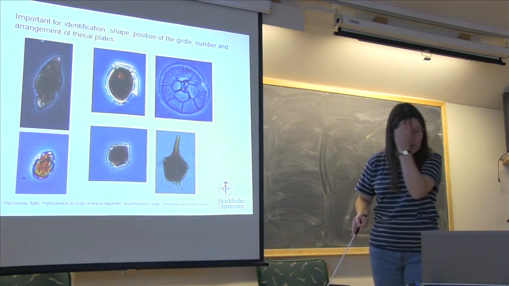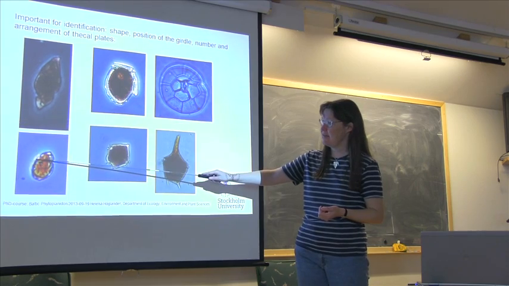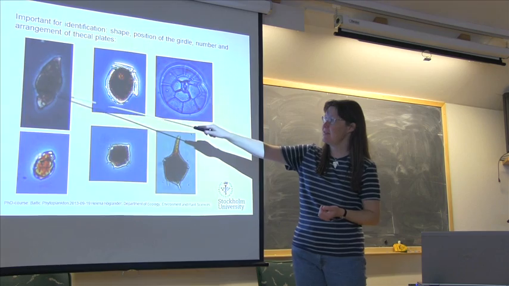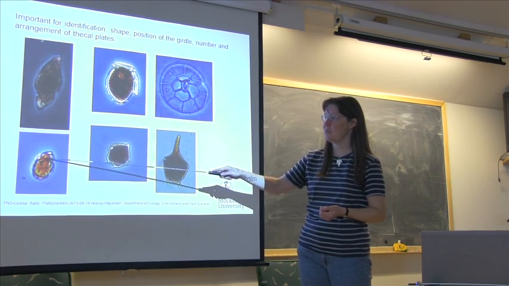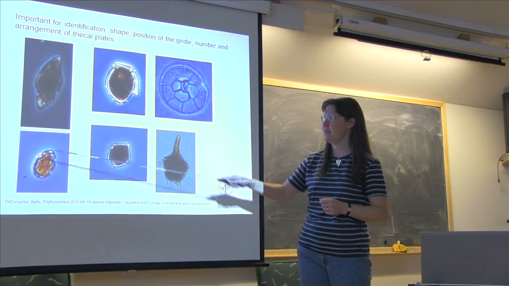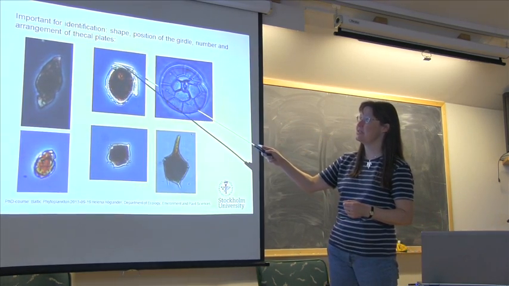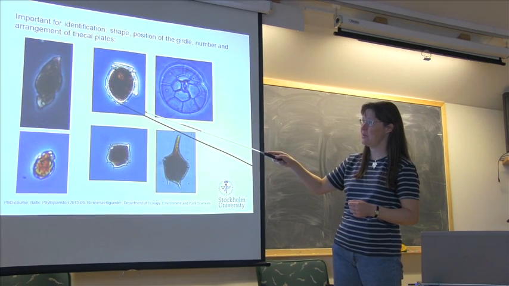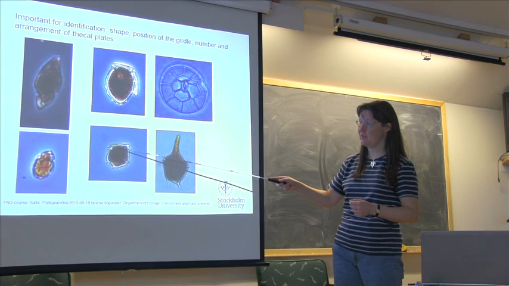And for identification, it's important to look at the shape of the cells and the position of the girdle. In this we have the girdle here. Here we have the girdle here. This one has a very big episome and a small hyposome. This one has a small upper part and a big lower part. The hyposome is very small here. And in this one you have the girdle here. So the episome here is very small and a very big lower part, the hyposome. In this one it's more evenly distributed between the epi- and hyposome.